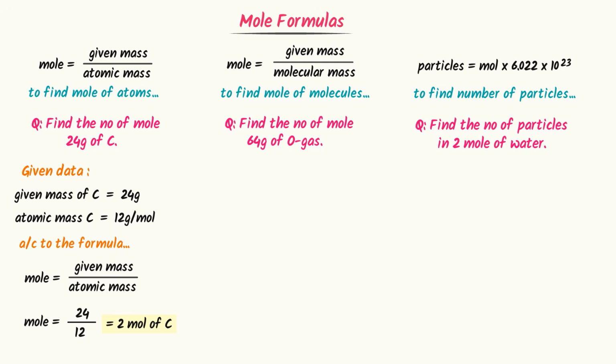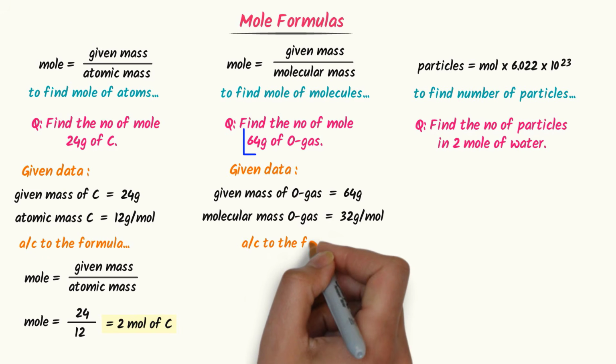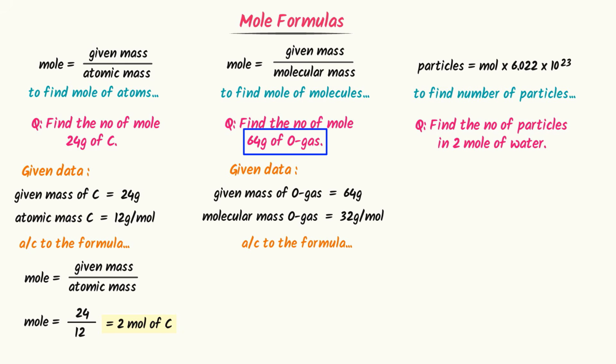In case of the second question, I write the given data. The given mass of oxygen gas is 64 gram. The gram molecular mass of oxygen gas is 32 gram per mole. Here, we need to find the number of moles of oxygen gas in 64 gram. We will use the second formula.